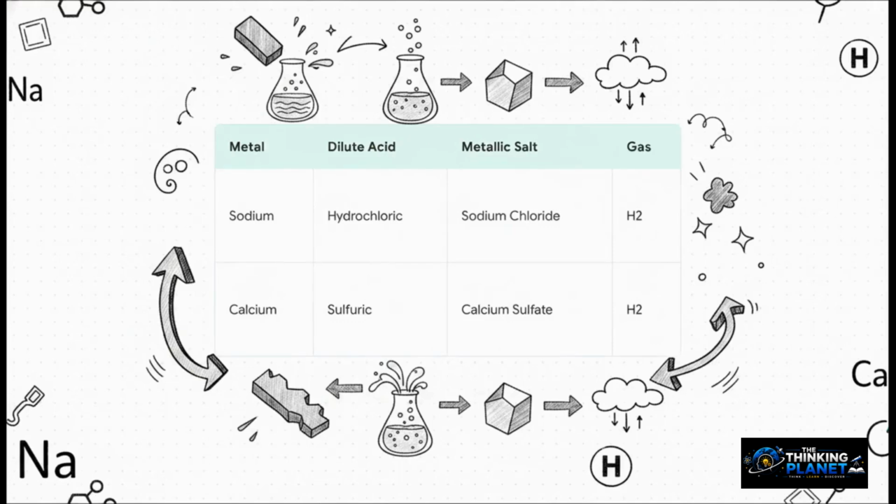Here are 2 super high-yield reactions you really need to know. First up, when highly reactive sodium meets dilute hydrochloric acid, it vigorously forms sodium chloride, which is your metallic salt, and hydrogen gas. Second, when calcium reacts with dilute sulfuric acid, it produces calcium sulfate, another metallic salt, and hydrogen gas. Do you notice the pattern here? The metal basically just swoops in, steals the non-metal part of the acid, and kicks hydrogen out into the cold as a gas. It's a very reliable, very predictable trend for your highly reactive metals like sodium, potassium, and calcium.